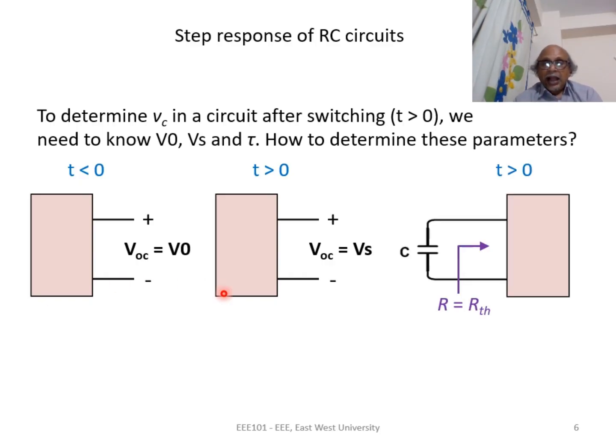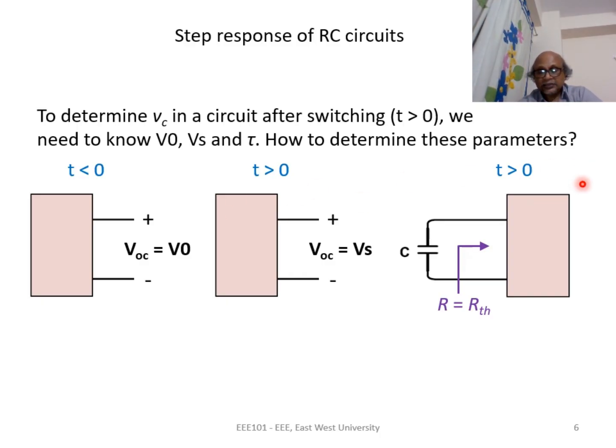Finding R is the same as in source-free circuit. To find R, we consider the circuit after the switching, that is t greater than 0, and R is the Thevenin's equivalent resistance seen by the capacitance or between the nodes where the capacitor is connected.